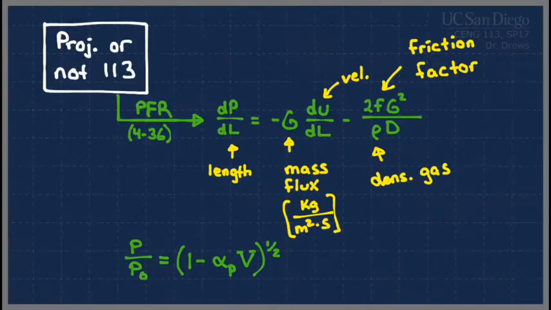Sorry, what is what? V? D. Oh, D. Thank you. I forgot to define that one. Good question. Oh, that should be yellow. This is the diameter of the tube.